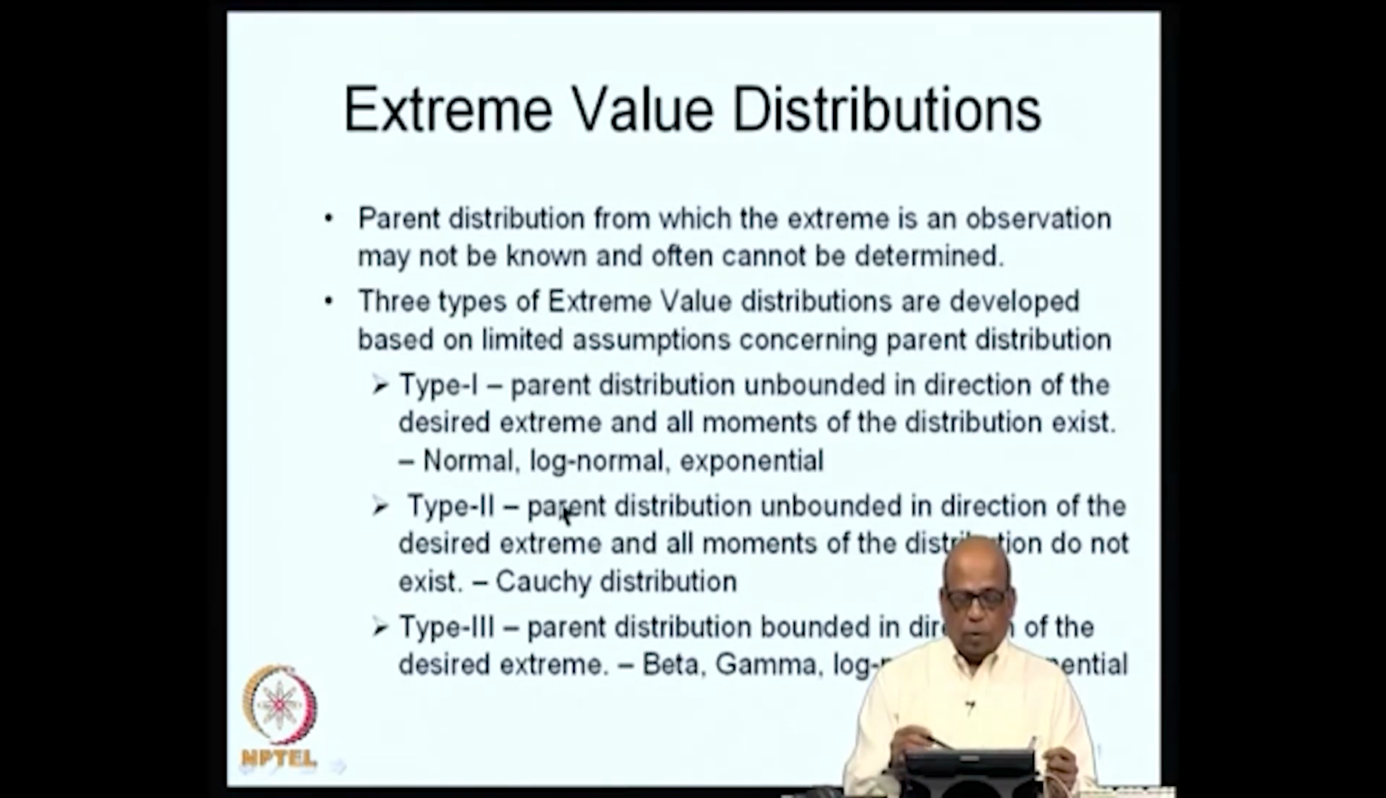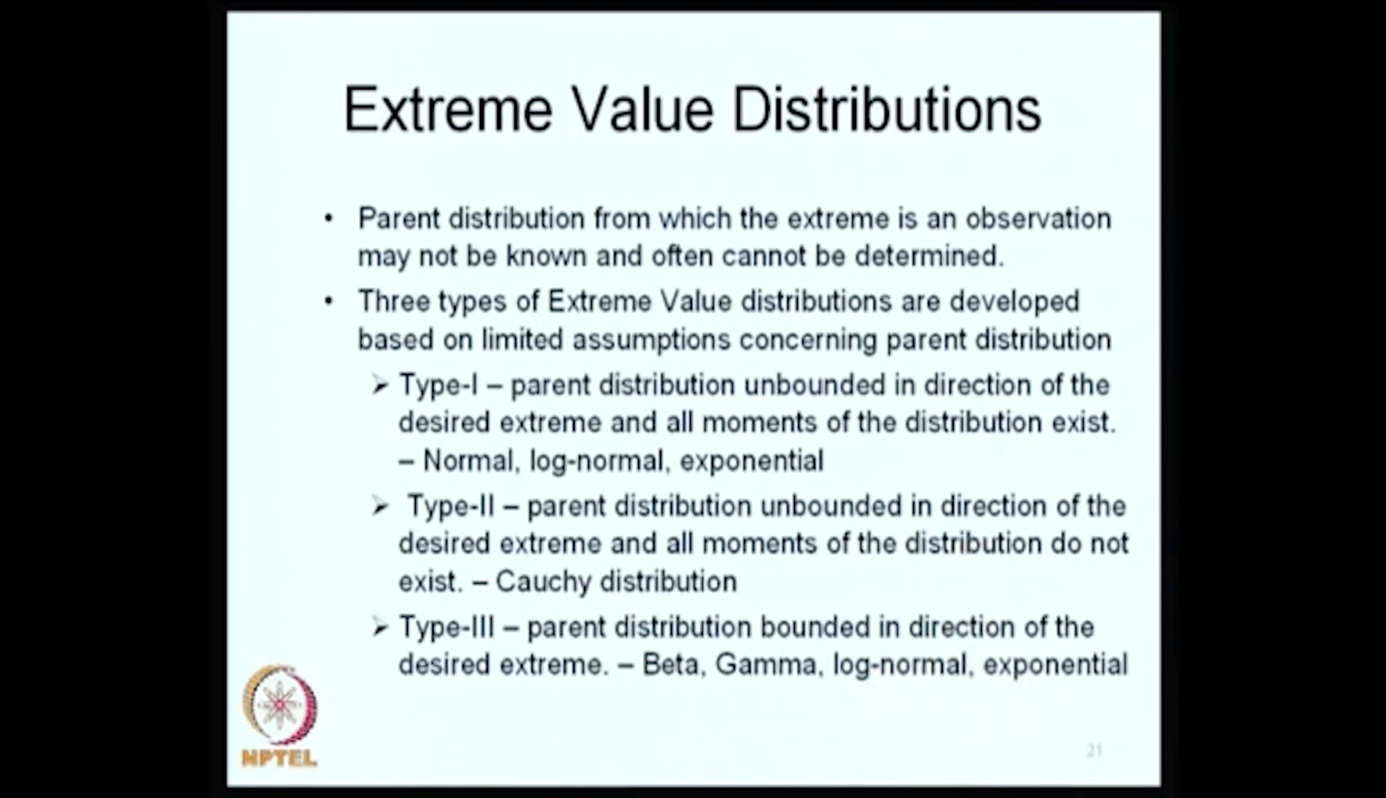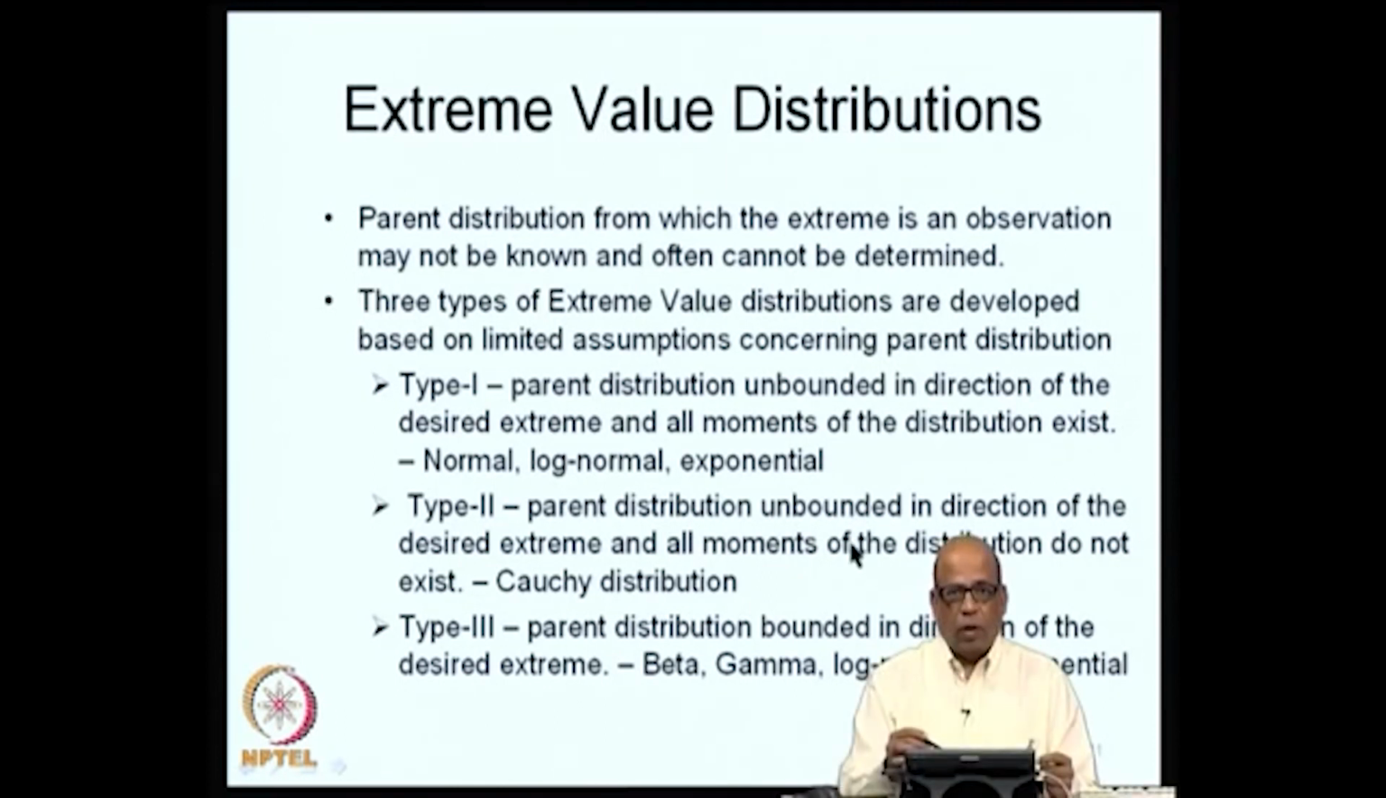The type 2 distribution is derived based on the parent distribution being unbounded in the direction of the desired extreme, and all the moments of the distribution do not exist. For example, the Cauchy distribution, where it may be unbounded in the direction of the desired extreme, but all the moments do not exist. In fact, type 2 distribution has not been very popular in hydrologic applications. So, we do not focus much on the type 2 distribution.